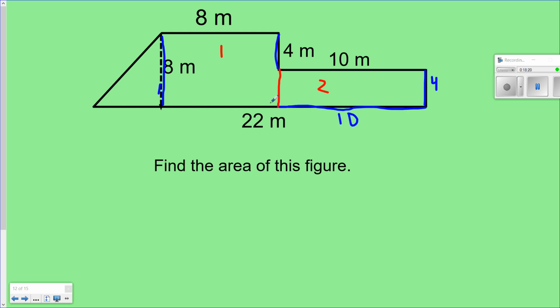So if this whole thing is 22 and this part is already 10, what does this part have to be? It has to be 12 because 12 plus 10 is 22. Okay, so let's start. My first one was my trapezoid.